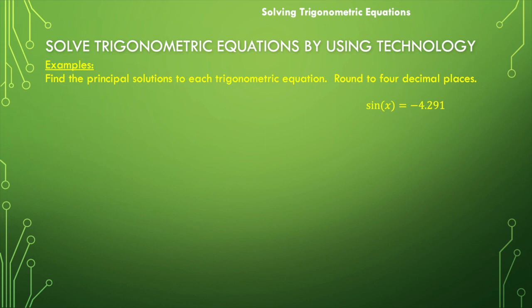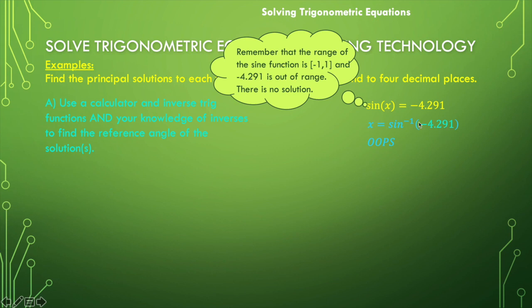Let's do what we would normally do. We would use our calculator. We would say x is equal to sine inverse of negative 4.291. And your calculator will give you a big fat error message, and it'll say something like domain error. That's because remember that the range of the sine function is from -1 to +1, and negative 4.291 is out of range. There's no angle that has a sine value that's negative 4.291. So in this case, there is no solution.